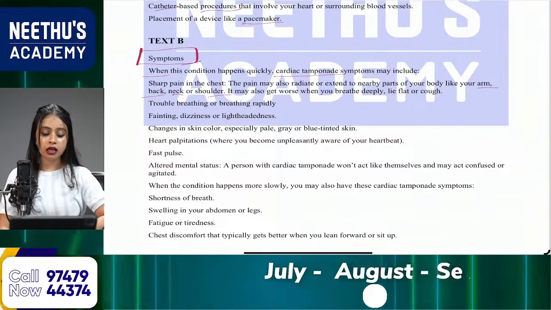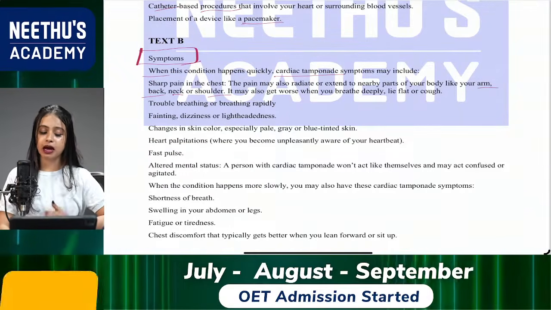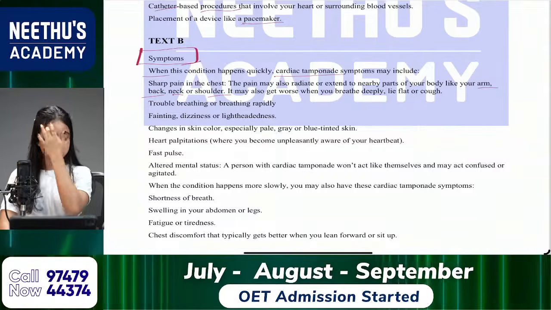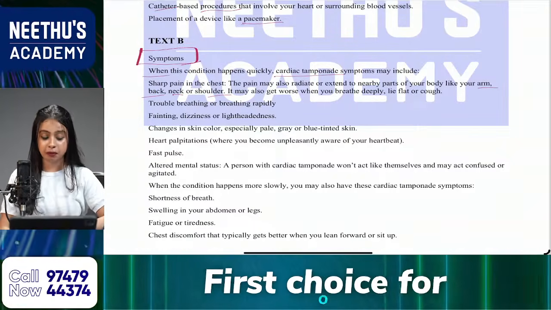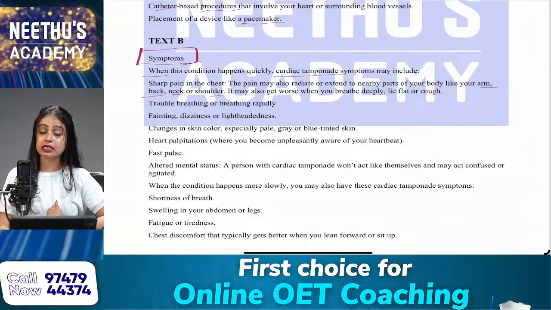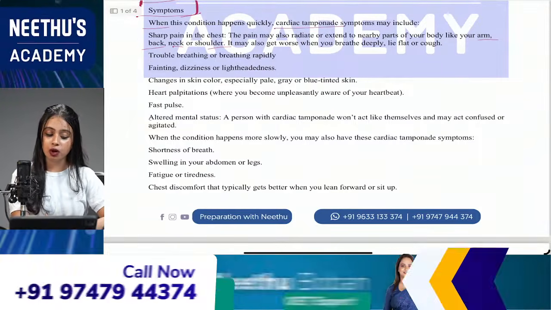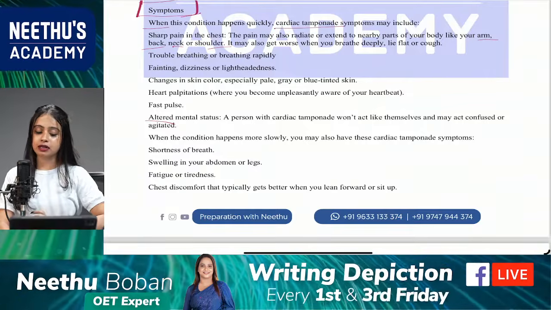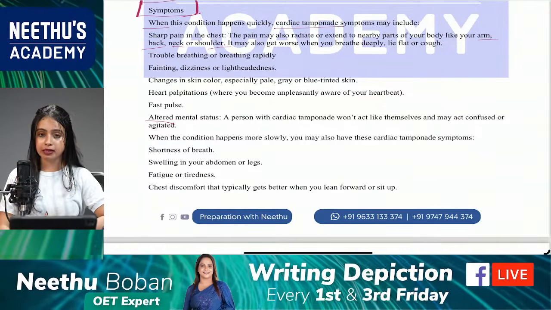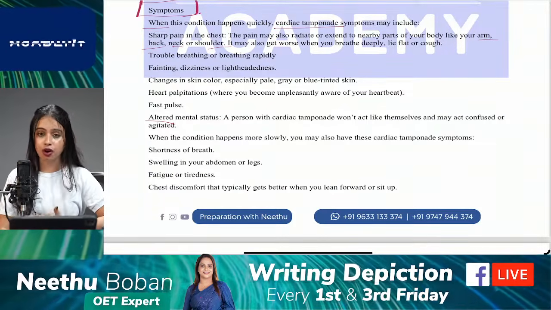Then heart palpitations, where you become unpleasantly aware of your heartbeat. Then fast pulse. Then altered mental status. So I'm marking the word altered. Okay, a person with cardiac tamponade won't act like themselves and may act confused or agitated.